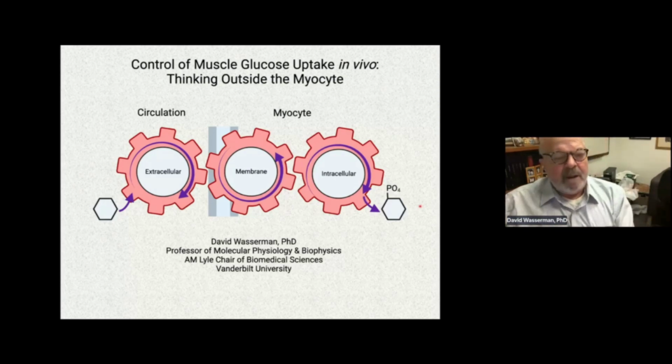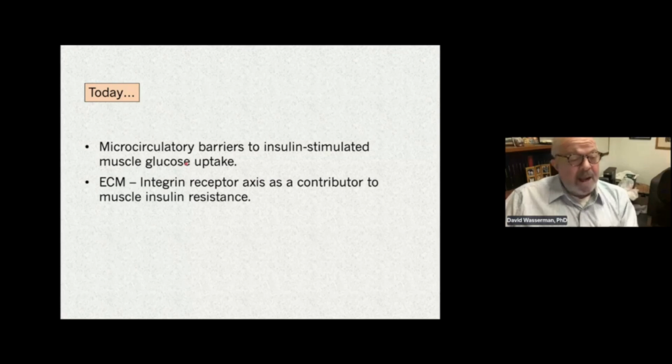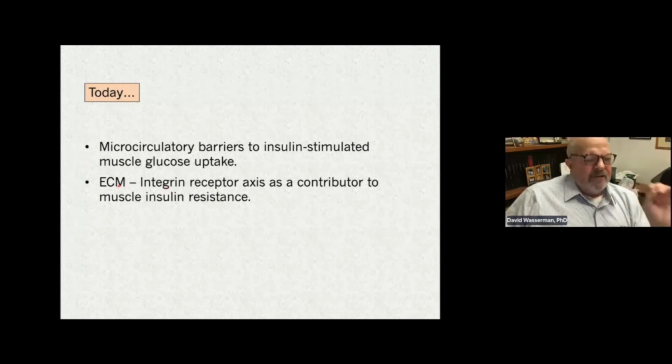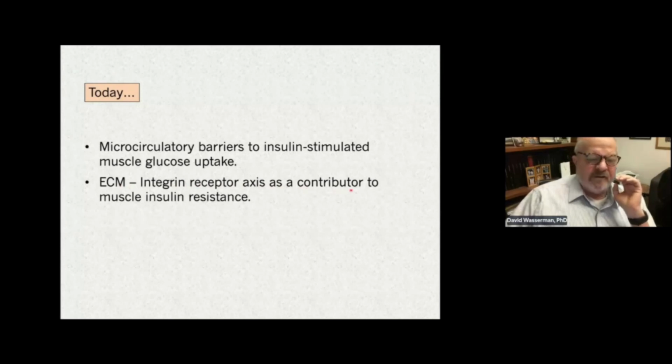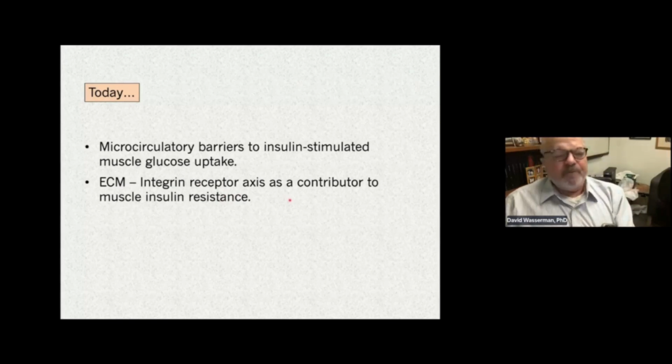muscle cell. So today I'm going to talk about the microcirculatory barriers to insulin-stimulated muscle glucose uptake, and I'm going to talk about a relatively unexplored area, and that is the extracellular matrix, the ECM, integrin receptor axis, as a contributor to muscle insulin action and muscle insulin resistance.